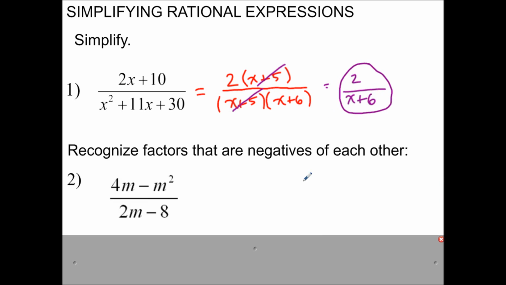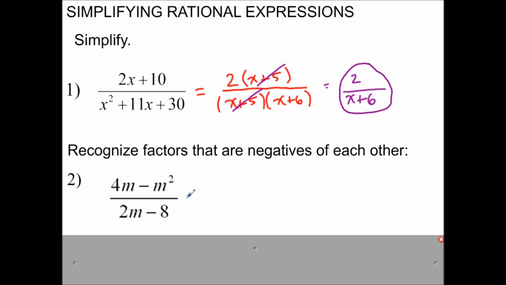In our other example, I want you to recognize factors that are negatives of each other. Right here, we've got a 4m minus m squared. I'd like you to factor out the numerator and factor out the denominator, then play the recording when you've got it.